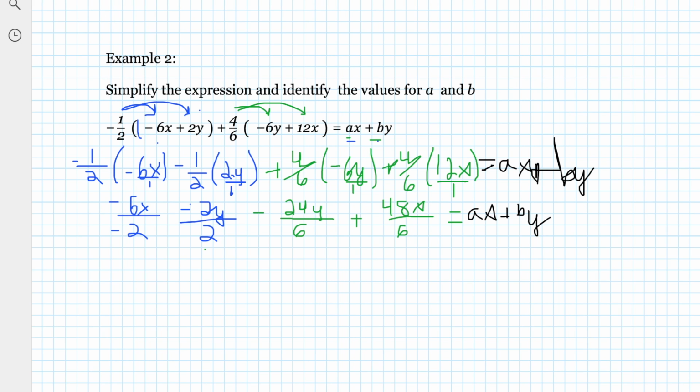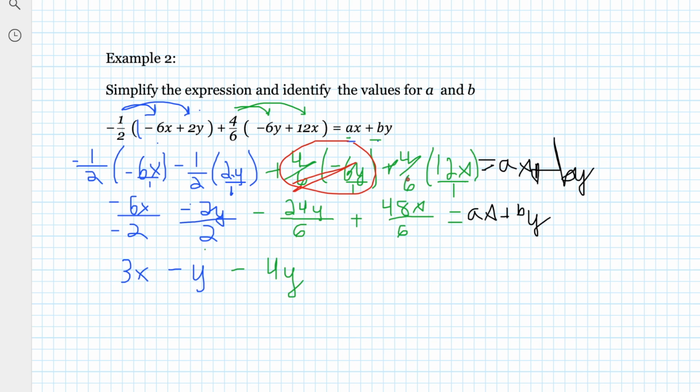So now we can combine, simplify further. Negative 6x divided by negative 2, that's positive 3x. Negative 2y divided by 2 is just negative 1y, or just negative y. Negative 24y over 6, well, 24 divided by 6 is 4, so negative 4y. And if you didn't catch this earlier, because we have the one denominator that's being multiplied by that same value denominator, it can actually just cancel out. And so we would just have 4 times negative y, which is negative 4y.